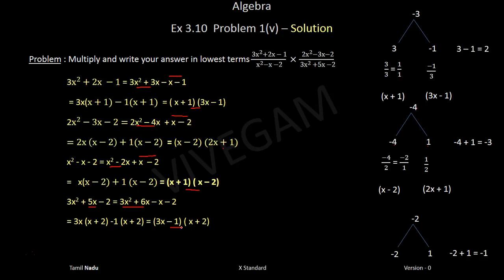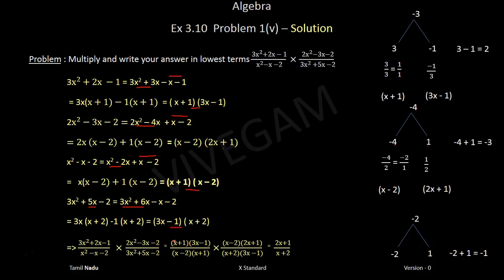So now you have all the 4 factorized. Put them down here. So 3x² + 2x − 1, which is this, comes down as (x + 1)(3x − 1). And this is x² − x − 2, which is (x + 1)(x − 2). And 2x² − 3x − 2, which is (x − 2)(2x + 1), comes down here. And 3x² + 5x − 2, which is this, will come down here.